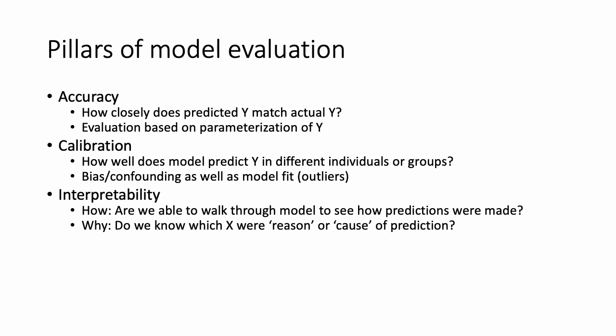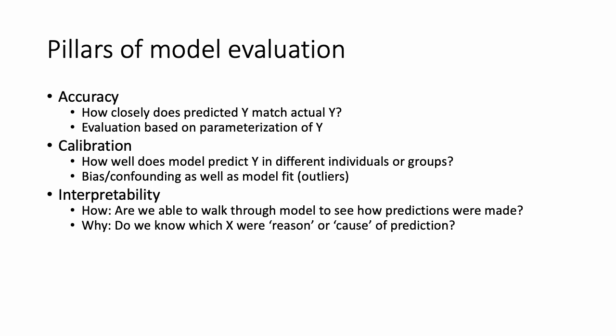Interpretability, again, as I mentioned, the how is the mechanistic walkthrough. Are we able to walk through the model to see how the predictions are made? Certain models, for example, risk scores, are easily interpretable in terms of how you add up the numbers based on each of the inputs and you get the predicted output. Versus the why, which is kind of working backwards, as I discussed, post hoc interpretability. Do we know which X's were the reason or the cause for the prediction?